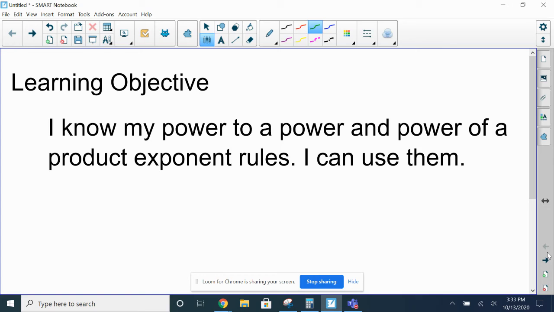So today our learning objective is to know what our power to a power rule is and our power of a product exponent rule is, and to be able to use them. So I bunched these together, and when I show you how they work in a second, you'll understand why.